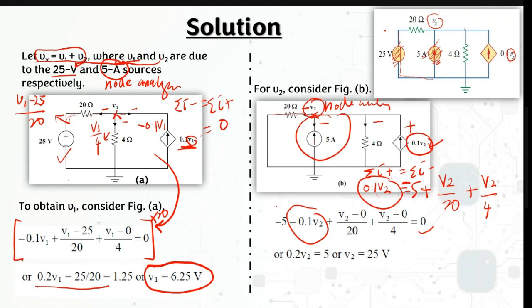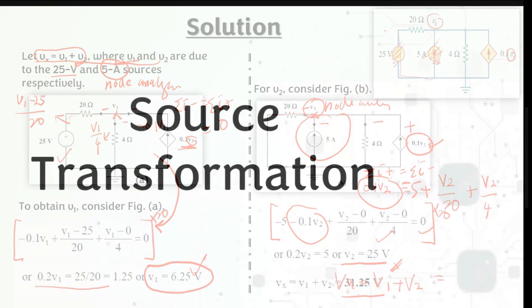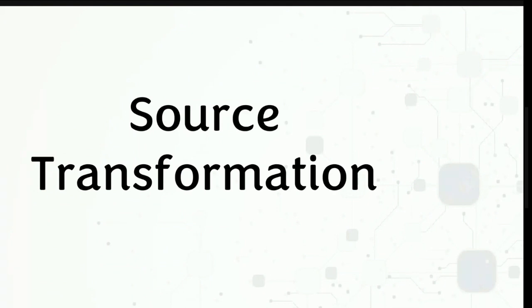Okay, and as always, just simplify this, time this with 20, and then you can get your V2 is equal to 25, and then you know that your Vx is actually summation from the V1 plus V2, just sum this value 6.25 and 25, and then you know that your Vx is actually equal to 21. I want to go with the source transformation lah.